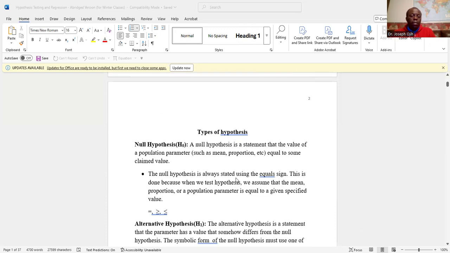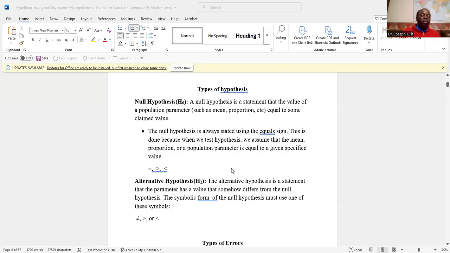Now, there are two types of hypotheses we use when doing hypothesis testing. The one we call the null hypothesis, which is basically a statement that the value of a population parameter is equal to some value. So it's a statement that the value of the population parameter, like the mean, is equal to some claimed value. We'll come to that when we start testing hypotheses. That will probably be on Thursday. I want to give you the background.